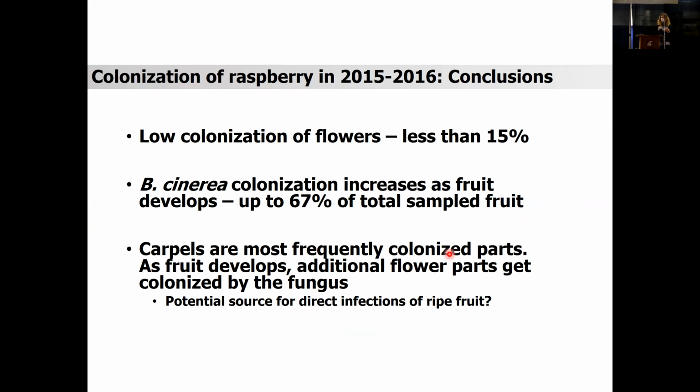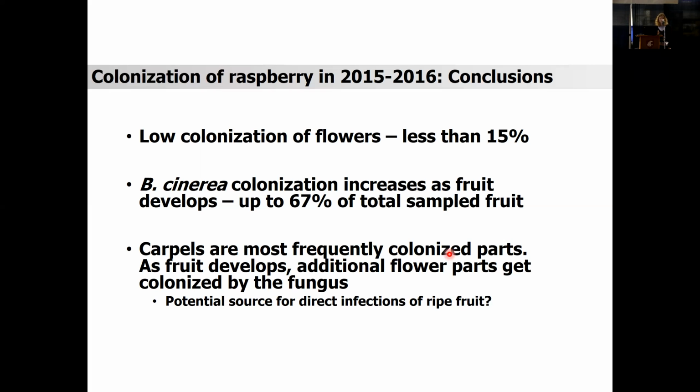Since we noticed such a low level of colonization of flowers, especially in 2015, in 2016 we decided to do a pilot experiment. We used one of the conventional plots that was sprayed with fungicides and did a limited sampling of the same developmental stages and compared it to the level of colonization in our unsprayed plots. We didn't find any significant differences in the colonization of flowers and fruit from the sprayed plot.